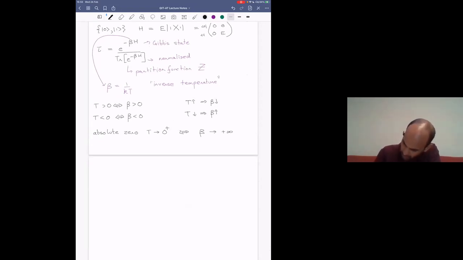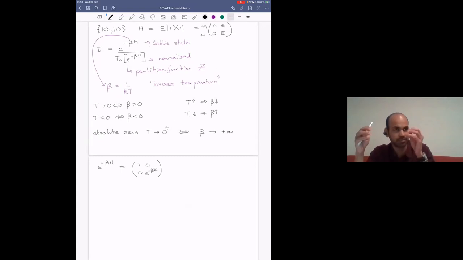Yes, so now let's see what this density matrix is. Tau is equal to this. I can very easily see that the exponent of beta times the Hamiltonian is equal to 1, 0, 0, e to the minus beta e. Recall that when we have a diagonal matrix, any analytic function of this diagonal matrix is simply applying the analytic function on each of its diagonal elements. So to take the exponent, I just take the exponent of 0 and the exponent of e with the minus beta, and I get this.